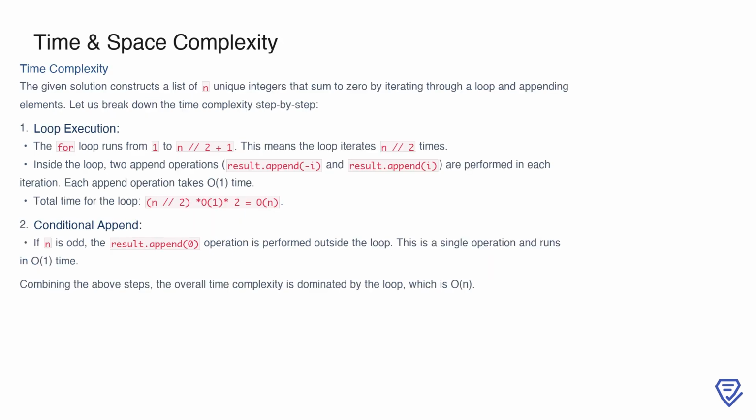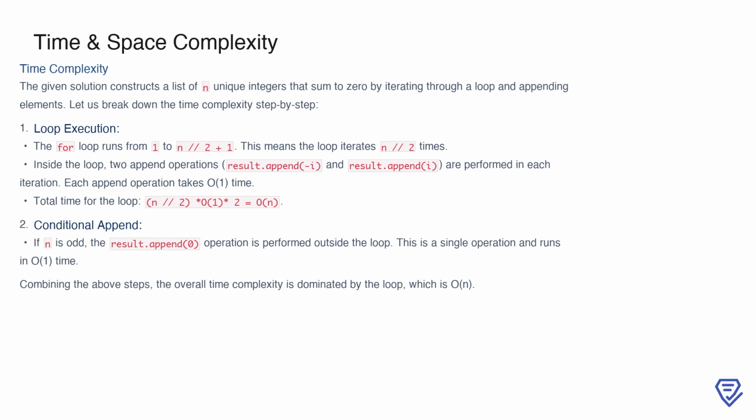The time complexity of this solution is determined by the process of constructing a list of n unique integers that sum to 0. First, let's analyze the loop execution. The for loop iterates from 1 to n/2 plus 1, which means it executes n/2 times. Within each iteration, two integers are appended to the list, i and -i.